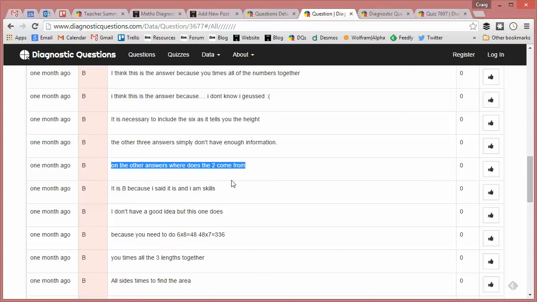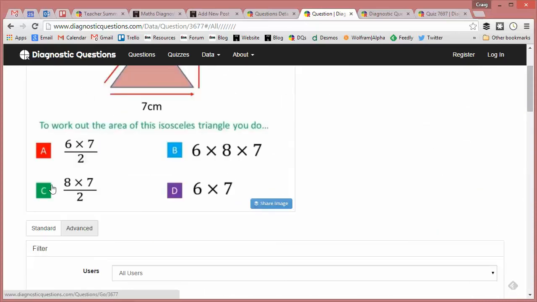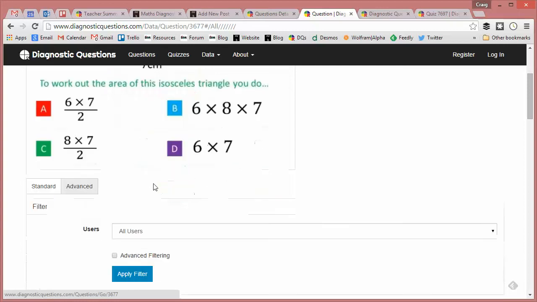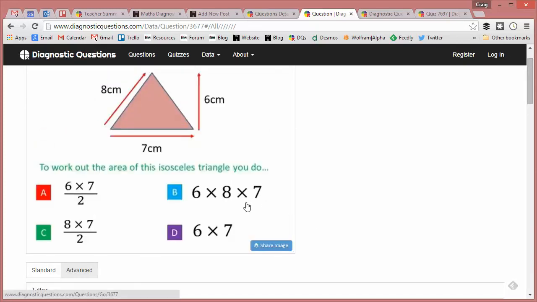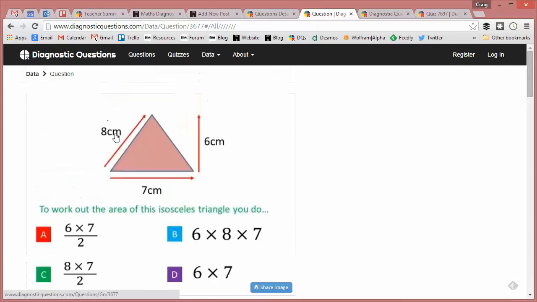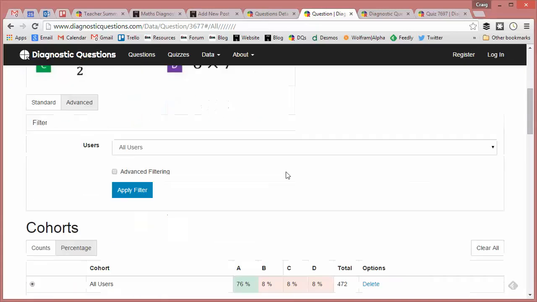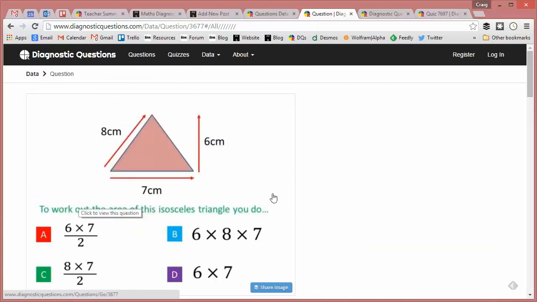On the other answers, where does the 2 come from? So the students ruled out A and C because there's no 2 anywhere on that diagram. And I think the best way to resolve things like this is not often just to hammer the formula down students' throats, because there is a natural inclination for students to include numbers that have been given to them in the question in their answer, because why else would that 8 be there if it wasn't needed? And I think the way to get around that is to keep giving students questions where they don't need all the information that they've been given, just to get them into the way of thinking, to just select the information that's needed. What about C, 8 times 7 divided by 2?